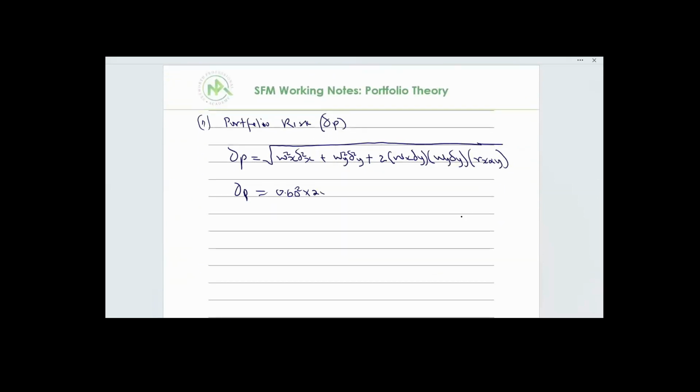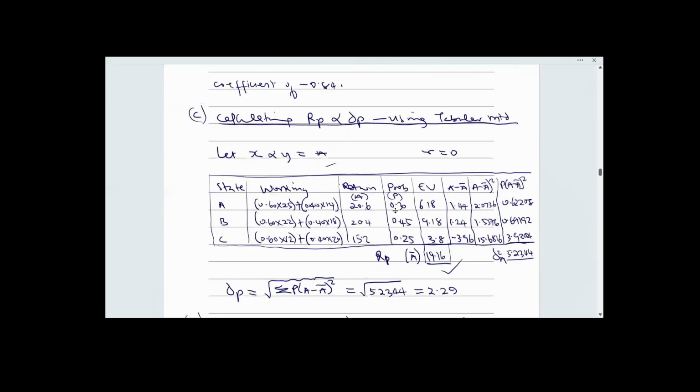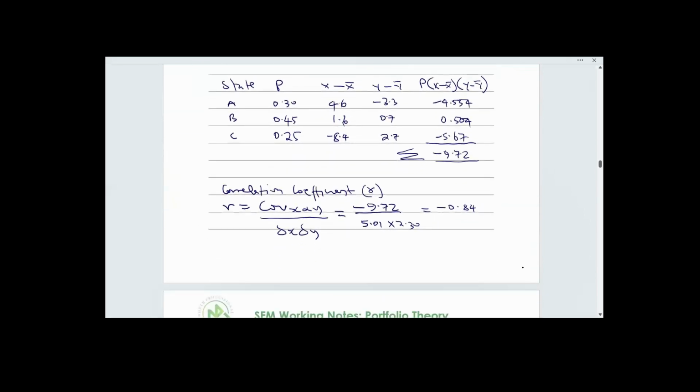Multiply by 25.14. Okay, that's the variance plus 40% multiplied by the variance of security Y, which is 5.31, plus 2 multiplied by the standard deviation of X, which is, let me confirm, the standard deviation of security X. Yes, that's 5.01. The standard deviation of security Y is 2.3.